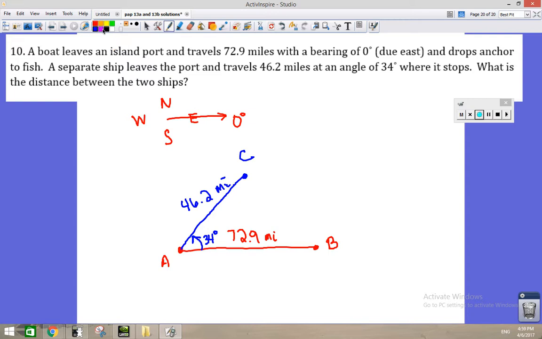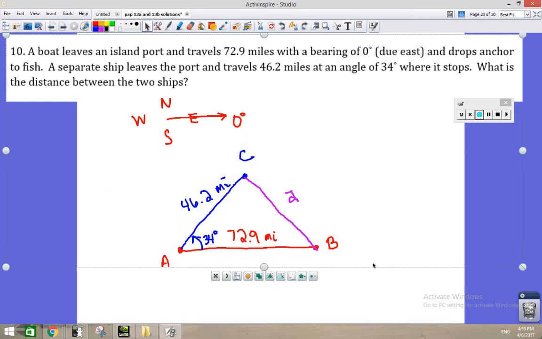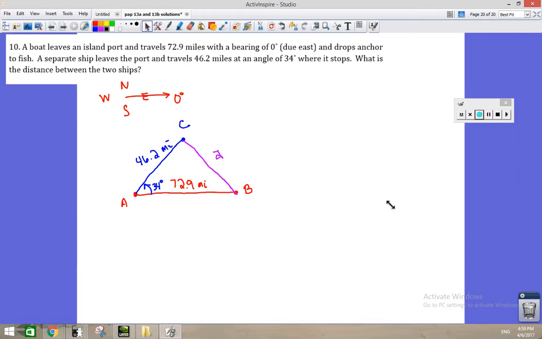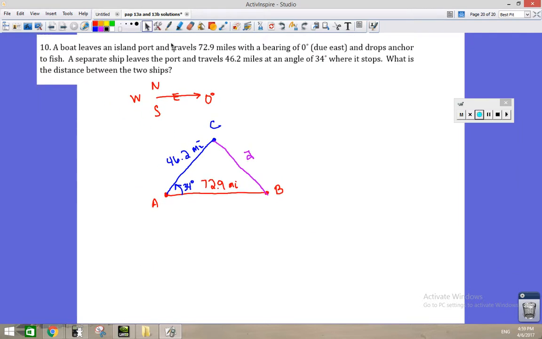So it wants the distance between these two boats. It wants me to find this length. It's opposite angle A. It wants me to find the length a. So I have a side-angle-side situation here. If I had a known pair, I would have used the law of sines, but since I have side-angle-side, I'm going to use the law of cosines.